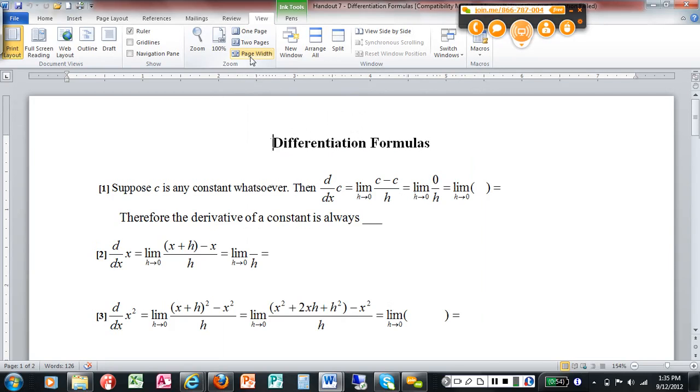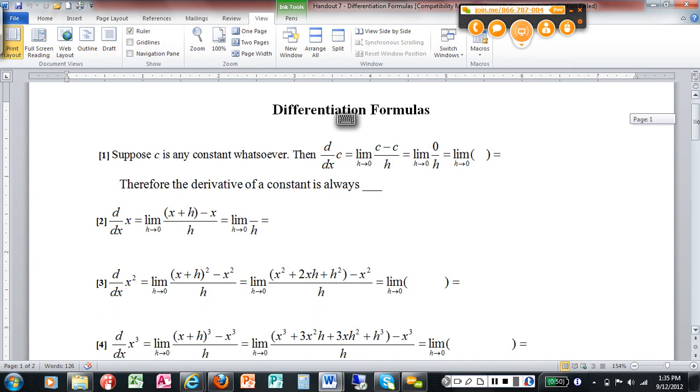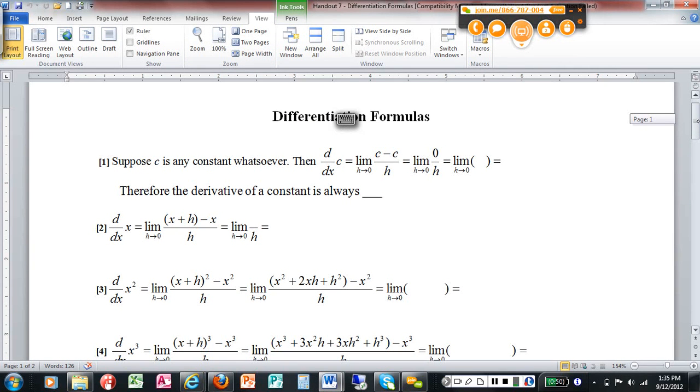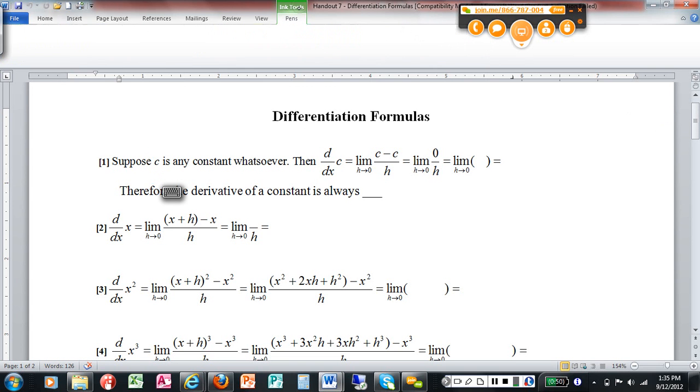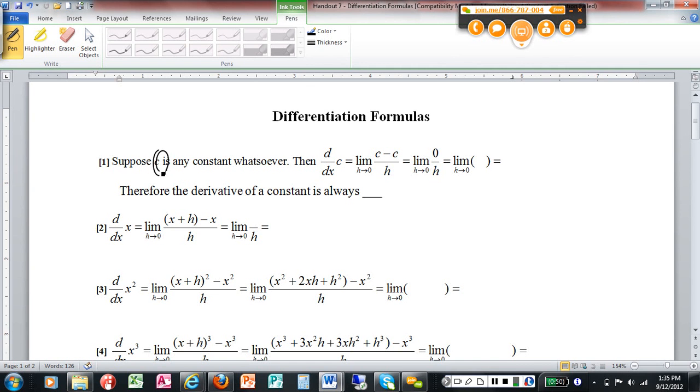So on this handout here, I've got it set up where we can do a lot of these limit definitions for several different functions. The first one is just the constant function. C is a constant. C is any constant you want: 5, 10, 15, whatever you want.